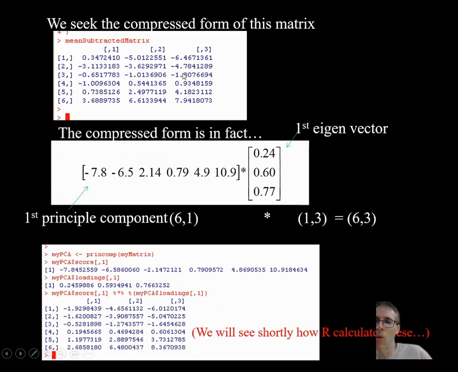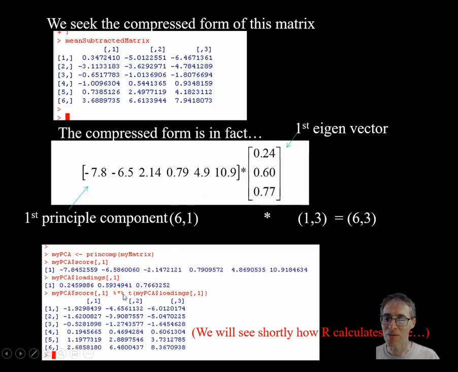So I want to actually take these 18 numbers and compress them down to 9 numbers, and capture as much information as I can in these 9 numbers, in this 6 by 1 and 1 by 3. It's going to turn out that the compressed form of this matrix is going to be our first principal component. And this is going to be our first eigenvector that we're going to be multiplying the principal component by if we wanted to recover the original matrix. Okay, so this is now the compressed form of the data.